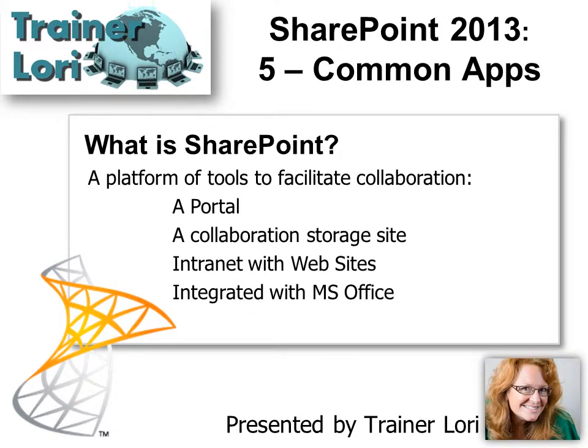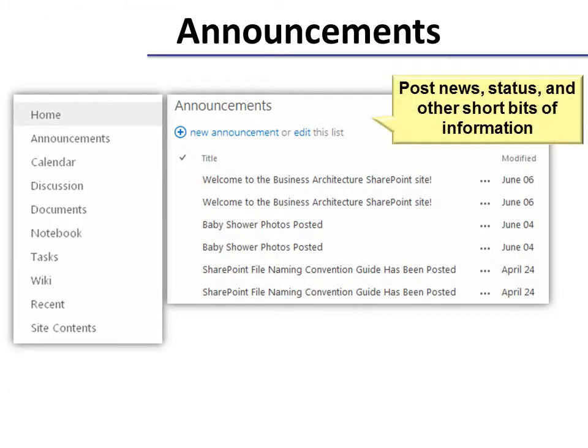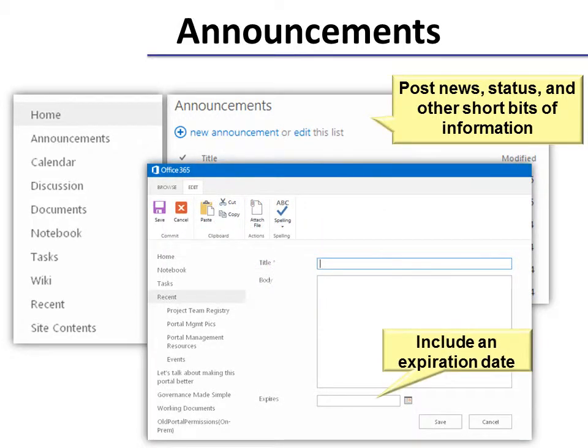I'm Trainer Lori. Announcements is popular because it allows you to post news, status, and other short bits of information. It's a one-way format, something like a news article. And if you click New Announcement, you can see that there's not only room for a title and a body, but also an expiration date. So if the event happens on Monday, then it will expire on Monday, and you don't have to worry about going back and trying to delete it.